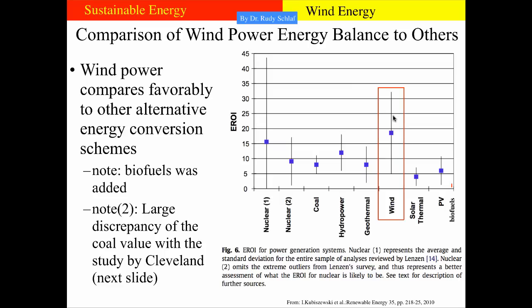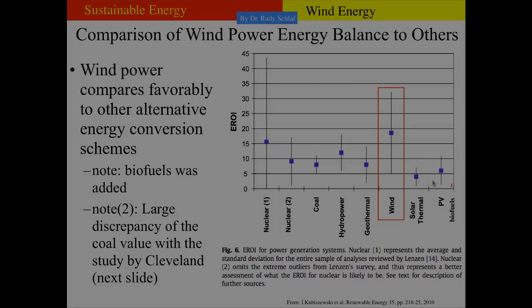So you see that wind has a pretty good EROI in comparison to all the other technologies. In particular, if you compare to solar thermal, to photovoltaics, and to biofuels. Biofuels we know now are pretty close to 1 with their EROI, and solar energy is somewhere between 5 and 10. These values may be a little bit pessimistic. But there's no doubt that wind power has an EROI that is significantly higher than that of the other technologies.